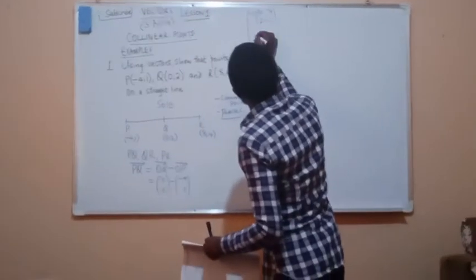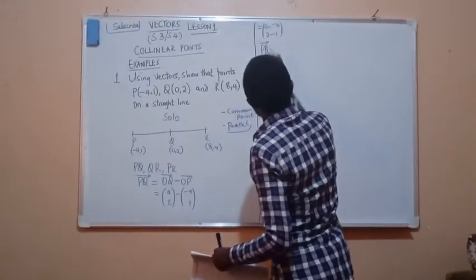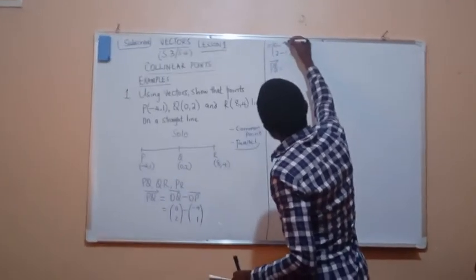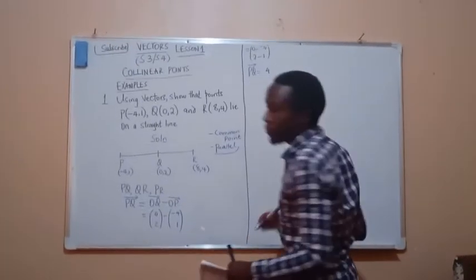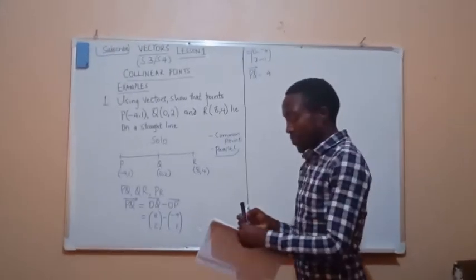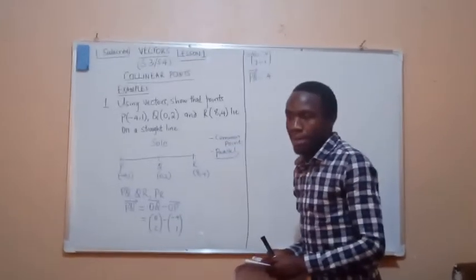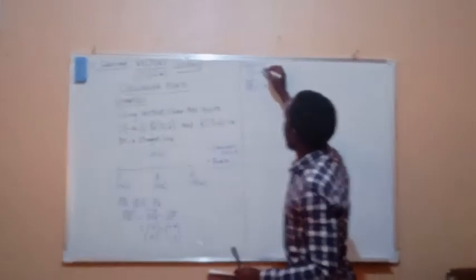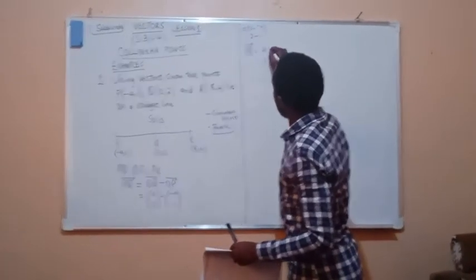This one will make my vector PQ become 0 minus negative 4. This one will make a plus, and this one will become a 4. It will be 0 plus 4, which is 4. Some students normally make mistakes and they say 0 plus 4 is 0. But when you get 0 plus 4, you get a 4, and 2 minus 1 gives a 1.